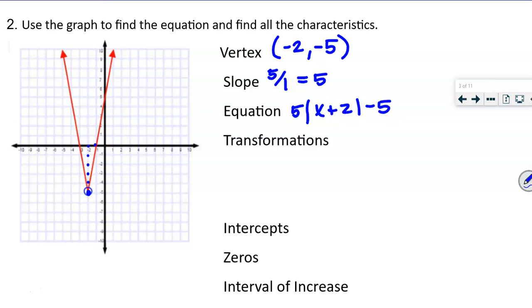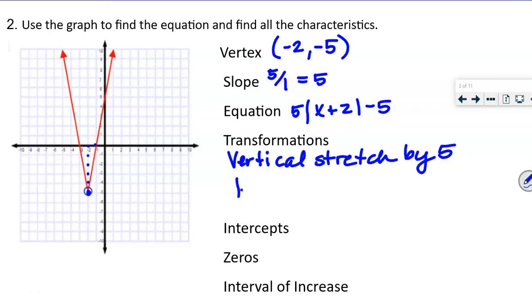Transformations. This one doesn't open down, so it's not going to have a reflection over the x-axis. But it is going to be a vertical, this time stretch, by a factor of 5. And then it moved left 2 and down 5. And remember, that's h and k up there with our vertex.